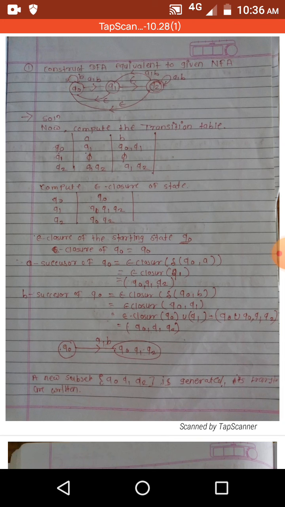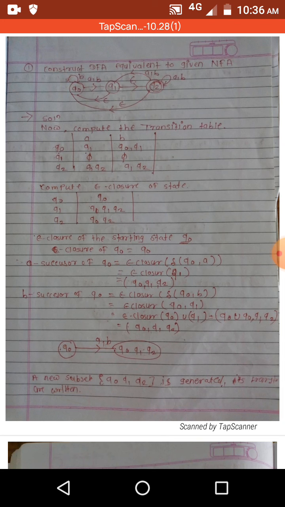Firstly, Q1 on A gives phi, and on B also gives phi. Then the next state is Q2: on A we find the state Q1 Q2, and on B we also find the state Q1 Q2. This is our transition table.